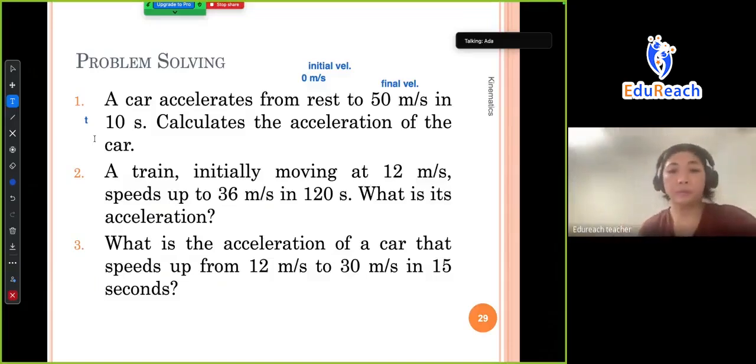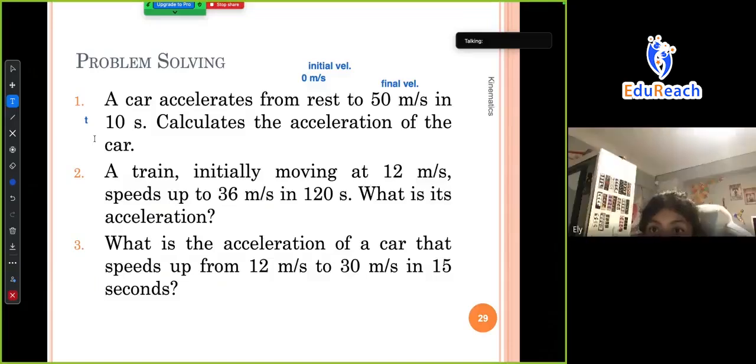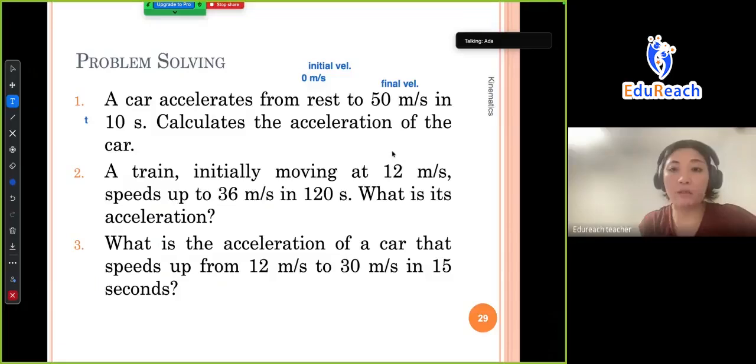Can you read? The train, initially moving at 12 meters per second, speeds up to 36 meters per second in 120 seconds. What is the acceleration? Same thing. We just need to identify the final velocity and initial velocity. Initially moving, so this is our u. Then speeds up to, that means this is the final velocity. And of course 120 is the time taken.